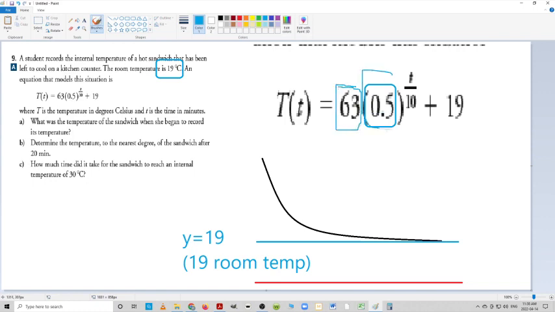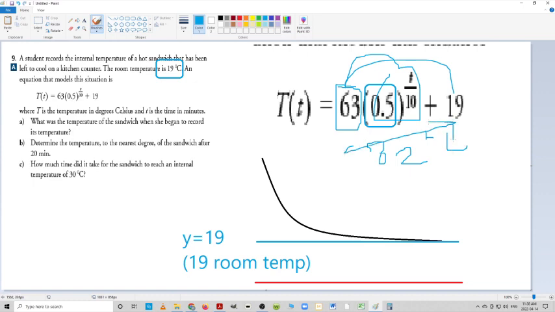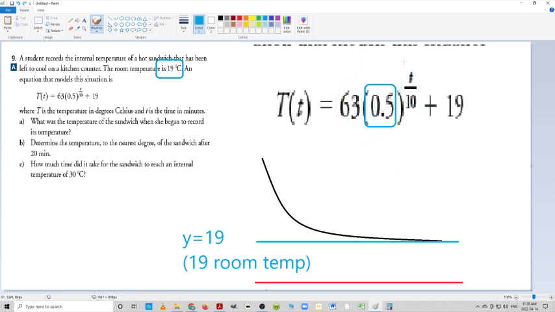Because if this is 1, then 63 plus 19, the starting temperature of the sandwich, is going to be 82 degrees Celsius. That's the starting temperature of the sandwich, and it's going to cool down to 19 degrees. Now, how long would it take for this heat to halve? Well, it's going to halve when this fraction here is 2.